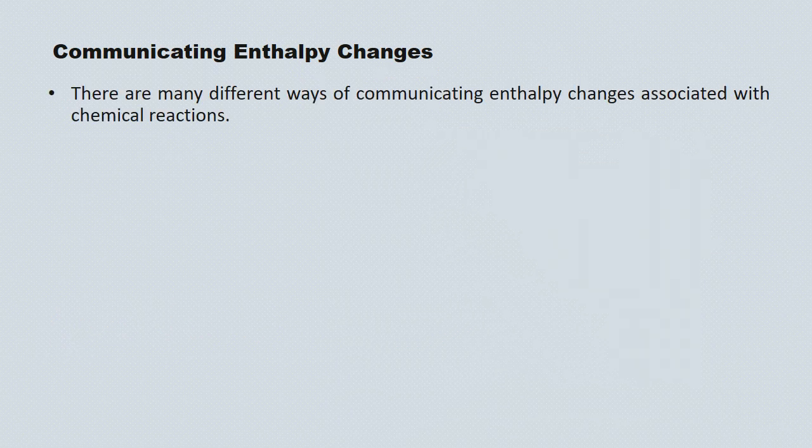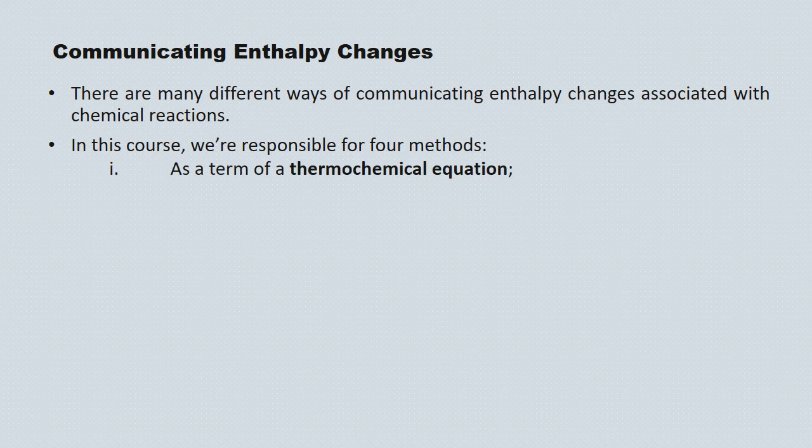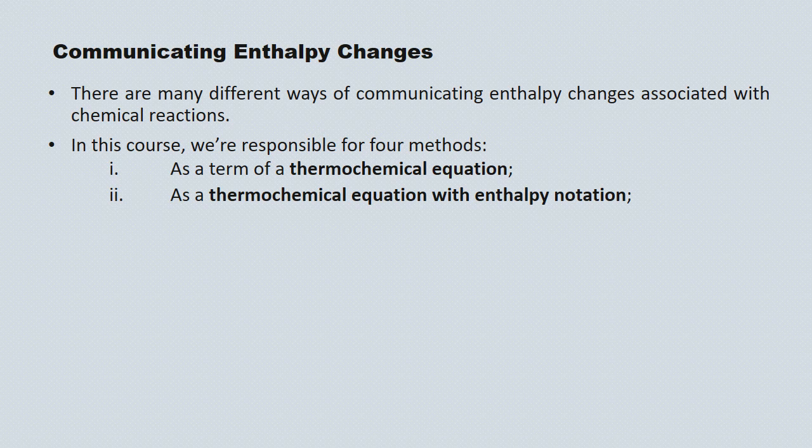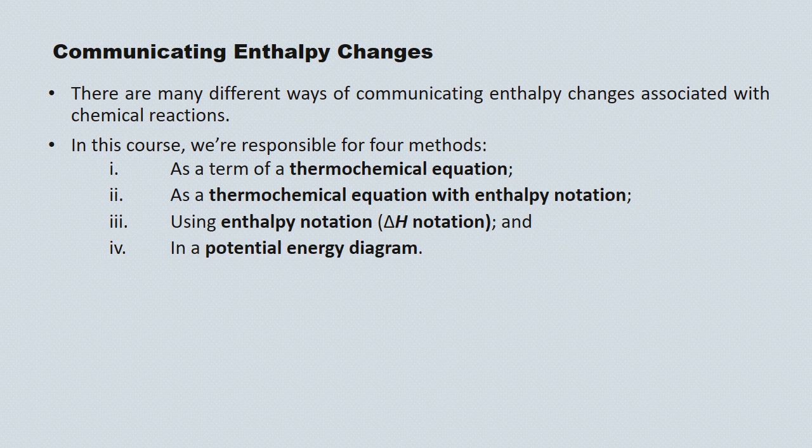There are a number of methods of communicating enthalpy change for a chemical reaction. Most of them are quite informal. We're responsible for learning 4 of them. These 4 include a thermochemical equation. Secondly, a thermochemical equation with enthalpy notation attached. Thirdly, simply enthalpy notation, also known as delta H notation. And fourthly, using a potential energy diagram. And we'll review these by way of example.